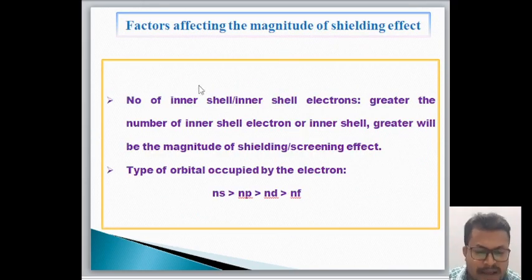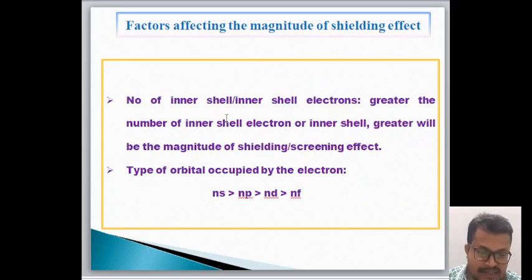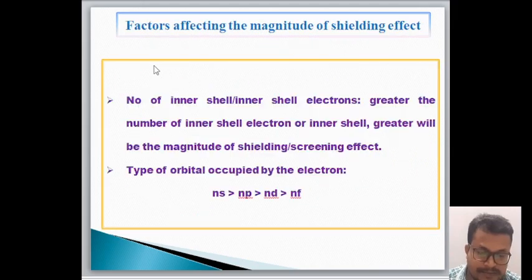Now there are several factors on which the magnitude of the shielding effect depends. As we have seen here, the greater the number of inner shell electrons, the greater the magnitude of the shielding or screening effect. That means if the inner shell electrons are more, then the shielding effect will be more. This is obvious from this discussion.